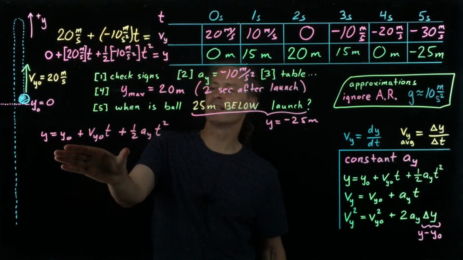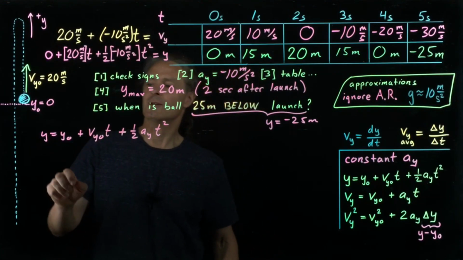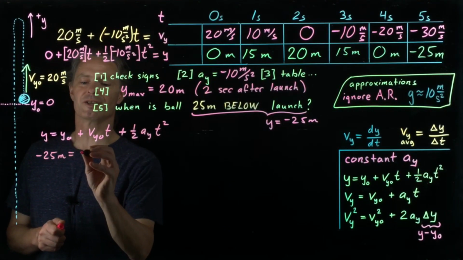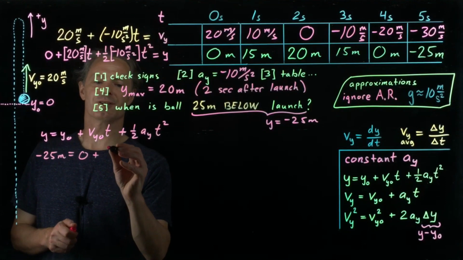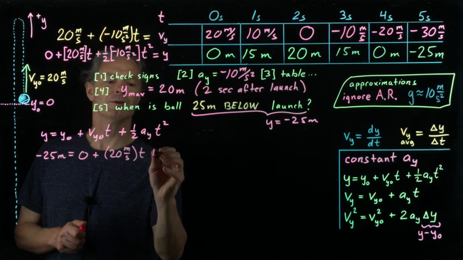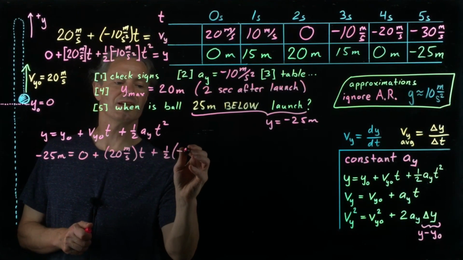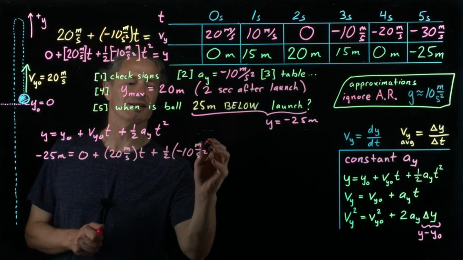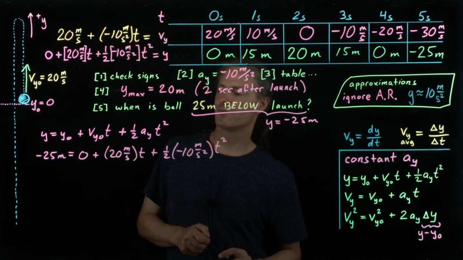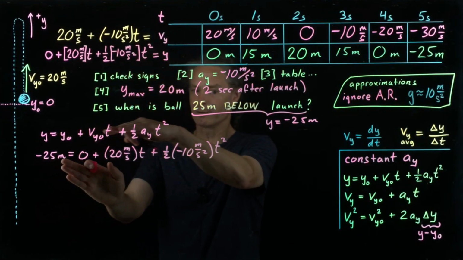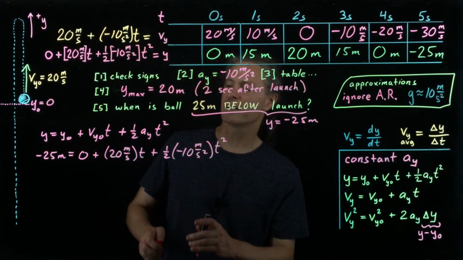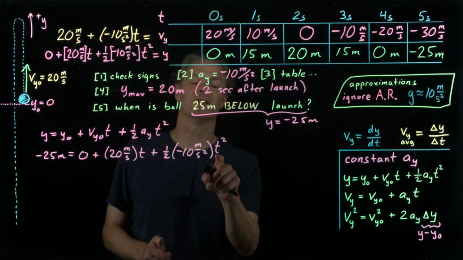Here we go. And then let's plug in all our information. So we have y equals negative 25 meters. Y sub 0 is 0 meters. V sub y 0 is 20 meters per second times time plus 1/2 negative 10 meters per second squared times time squared. And then I'm going to rearrange this. All right, so this is nominally how we would align this with our position as a function of time expression. But what we have is a quadratic expression. Right? We have a t and we have a t squared.